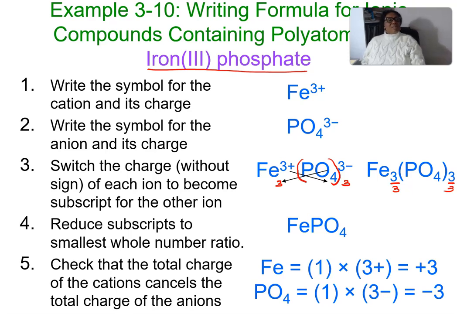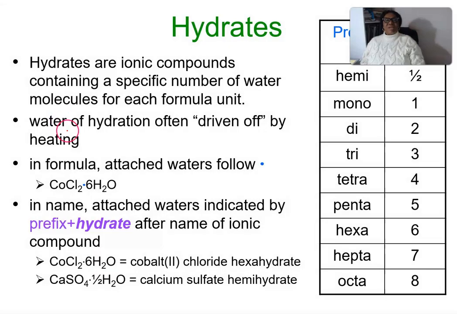Some ionic compounds hide water molecules in their structures. So how do we name those ionic compounds? Hydrates. Hydrates are ionic compounds containing a specific number of water molecules for each formula unit. Water of hydration often is driven by heating.